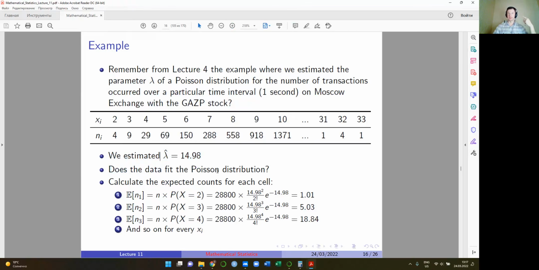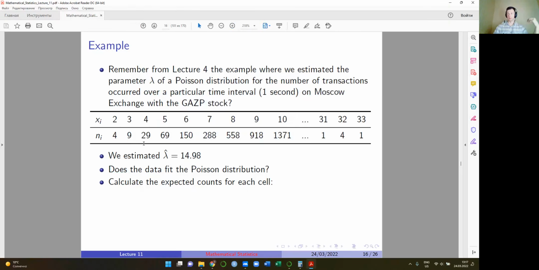Why do we need this estimate? Why do we need this lambda? Because we need to calculate these probabilities. Without lambda, we are not able to calculate the probabilities that we will fall into the particular category.